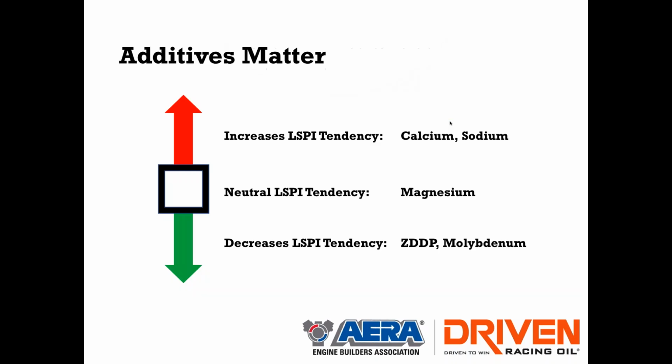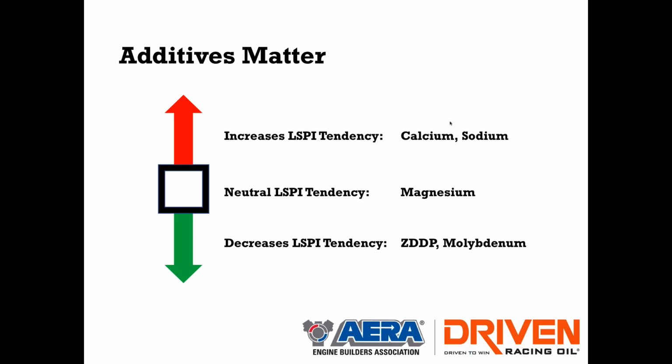And that's where we get to the point where, again, additives really matter. We started off this process putting base oil in engine oil and mixing it with fuel and running octane tests, and we found out the base oil has some impact. What really matters are the additives, and that calcium and sodium additives increase the tendency for LSPI to occur. The magnesium detergent is neutral. It does not have an effect either way. And then higher levels of ZDP and molybdenum actually decrease the tendency of LSPI. So they act as a suppressant.